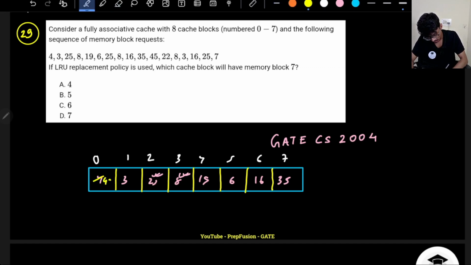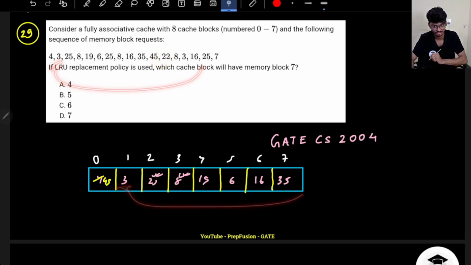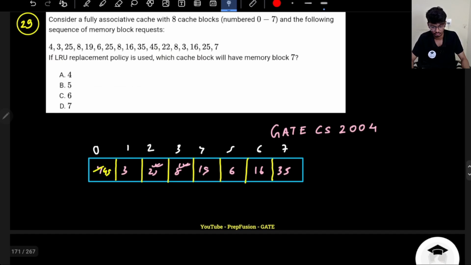Then I will call block number 22. Now if I call block number 22, which one will I replace? Now 3, right? 3 is the least recently used. So I will replace 3 now. Okay, so 22 will replace 3.